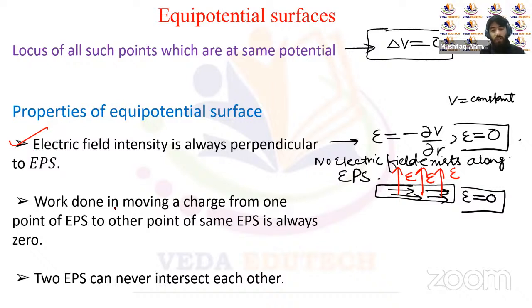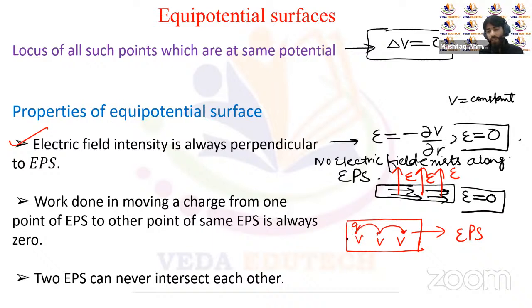So point number 2 is that the work done in moving a charge from one point to another point on an equipotential surface is always equal to 0. It means that if we suppose this is an equipotential surface, then each and every point on it will be at the same potential V. Let's suppose we are displacing a charge Q from this point to this point, or this point to this point. It means we have to do some work to displace this charge on this equipotential surface from one point to another point.